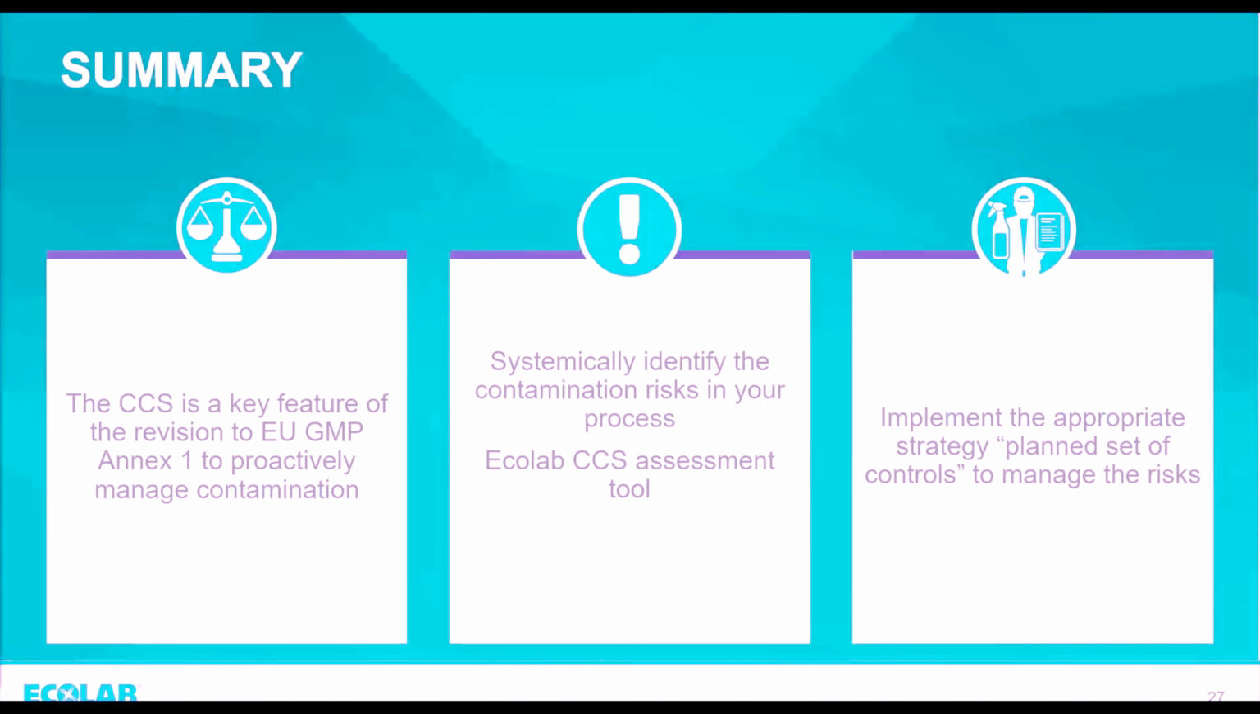So just reflecting in summary, we've talked about contamination control strategy, how it forms a really key feature of the revision to Annex 1. It's an excellent process to systematically look at the contamination risk, be proactive, and design it into your ways of working, so you're upfront, managing those contamination risks. And we've given you an introduction to how we can use the Ecolab assessment tool to systematically look at those risks associated with cleaning and disinfection. And then once you've done that assessment process, it's about implementing the appropriate strategy, so you put a planned set of controls in place to manage those risks.